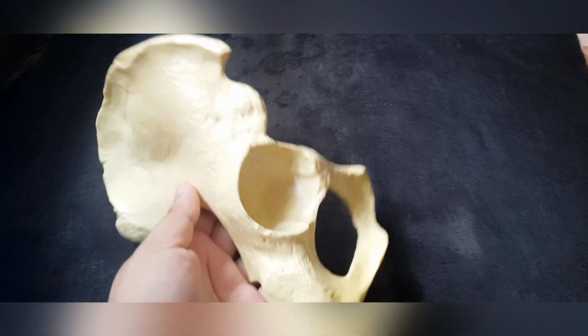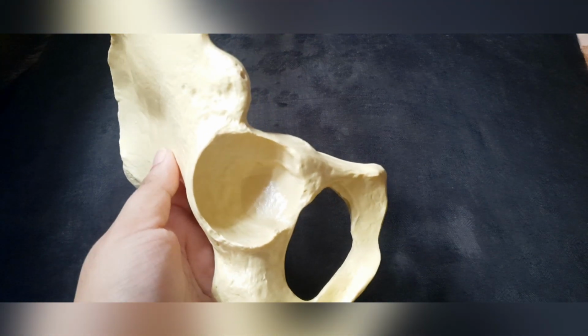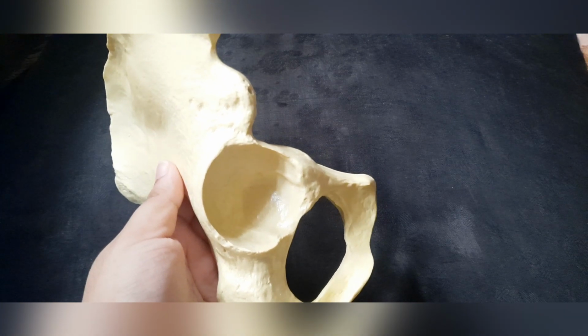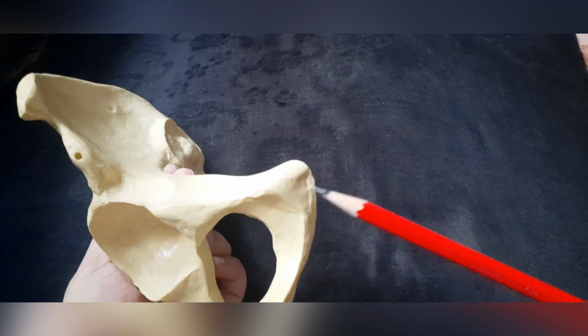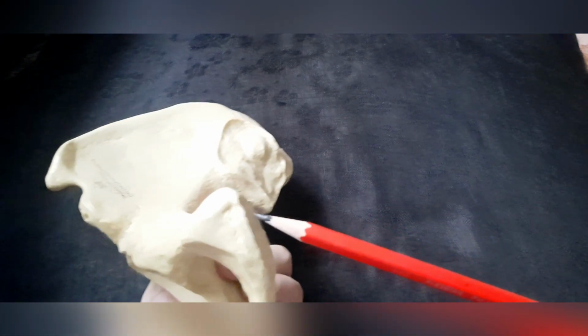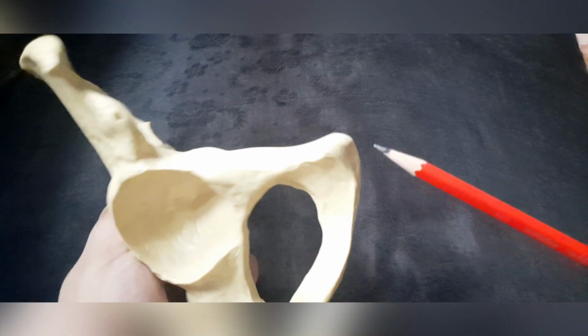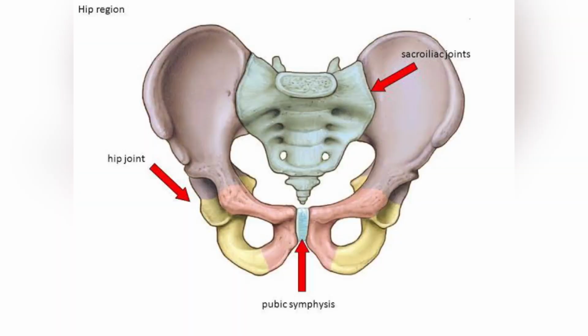The bone which I am holding right now is known as the hip bone. There are basically two hip bones in the human body, one on each side. These two hip bones articulate with one another at this point. This is actually the pubis, and the joint that is formed in between them is known as the symphysis pubis.